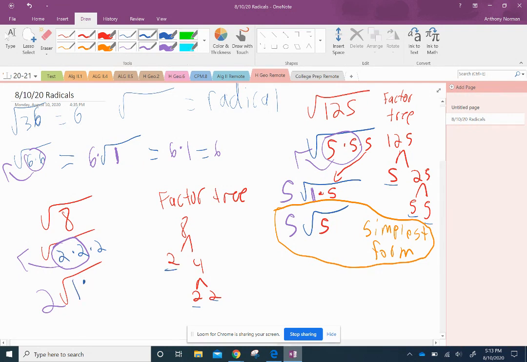Times 2 that got left behind. So our answer is 2 square roots of 2.